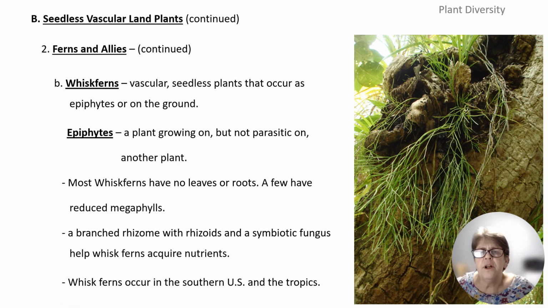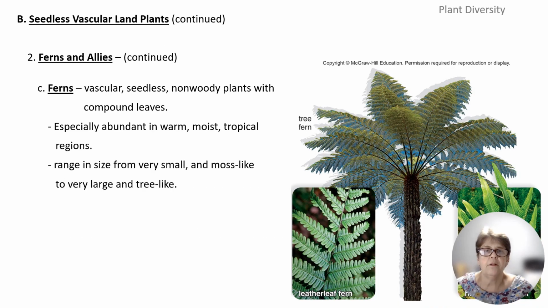Whisk ferns occur in the southern U.S. and in the tropics. So we wouldn't see them here. So ferns. There's lots of ferns here in Maine. As you know, just a little bit ago, everyone was out gathering their fiddleheads, and you can see them in the grocery store. Ferns are vascular, seedless, non-woody plants. So they have vascular tissue, xylem and phloem. They're seedless. They do not have seeds. They have spores instead. They are non-woody plants with compound leaves. They're especially abundant in warm, moist, tropical regions.